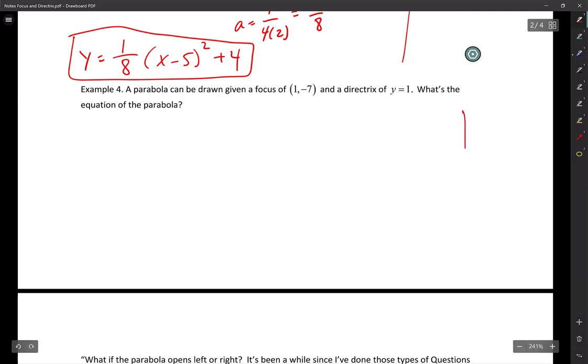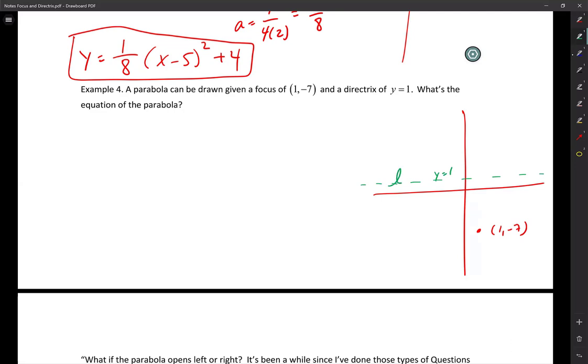I did this one on purpose, so check it out. 1, negative 7. I have a point down here. That's a focus. And then the directrix, y equals 1, so way up here. Which way is it opening? Up or down? Down. So let's find this vertex.